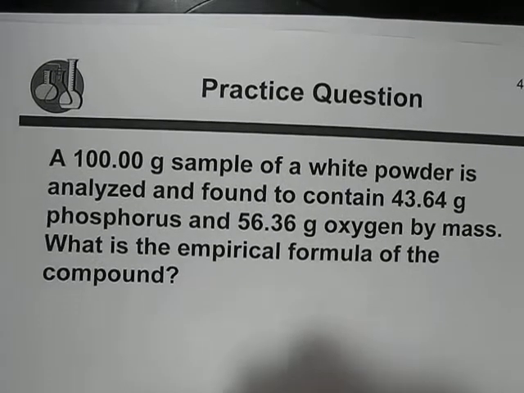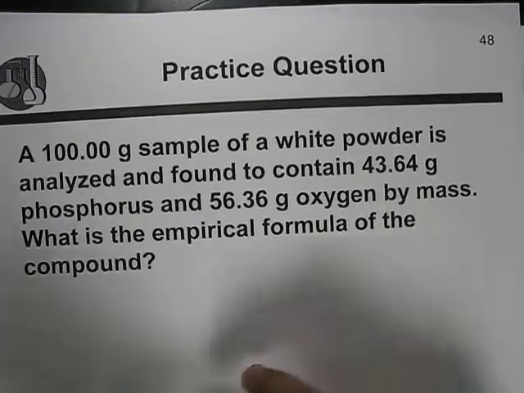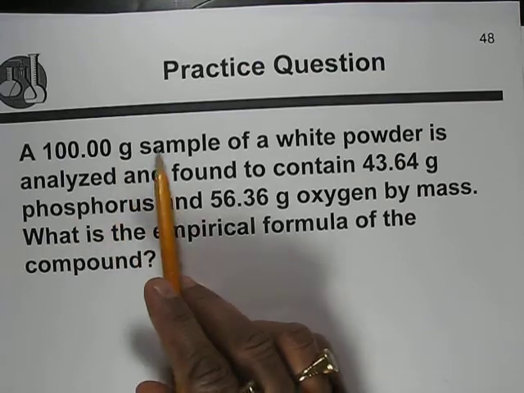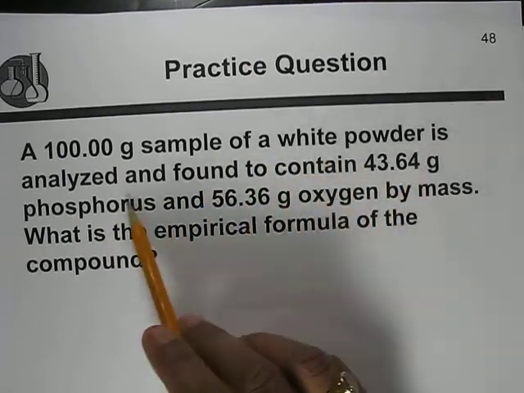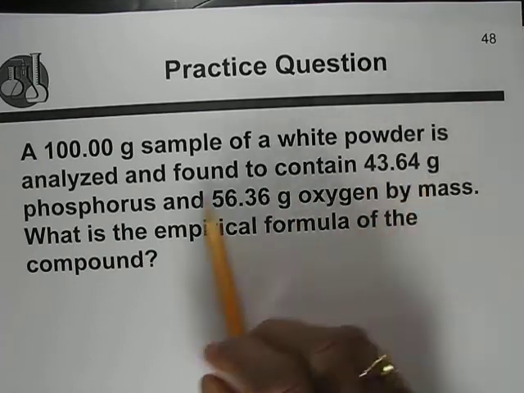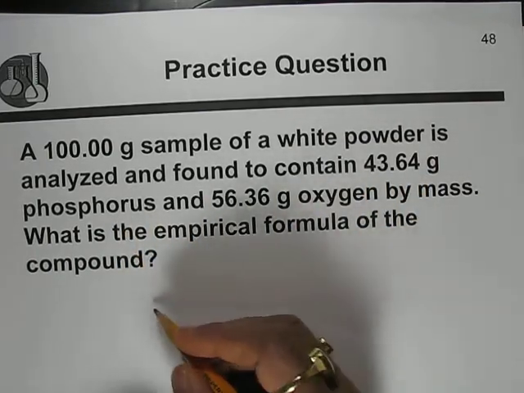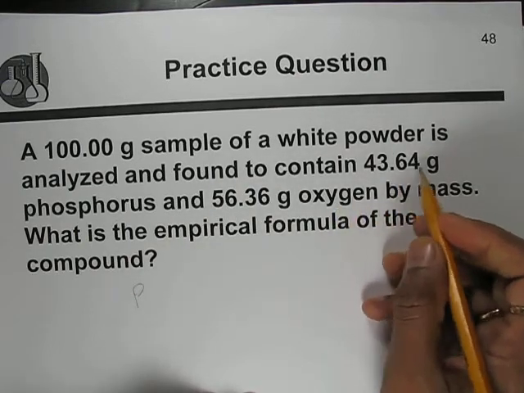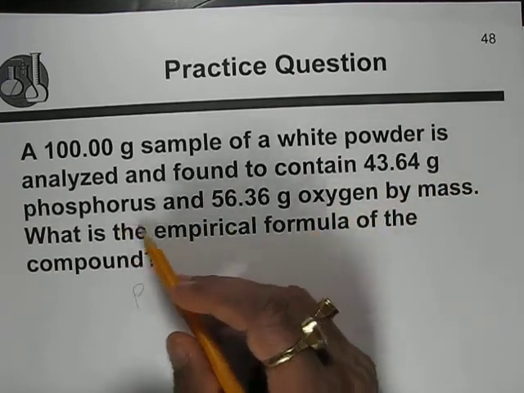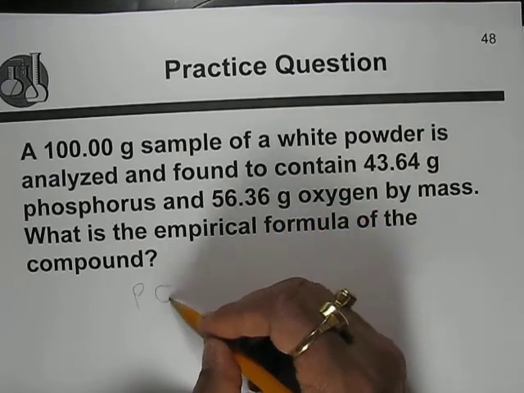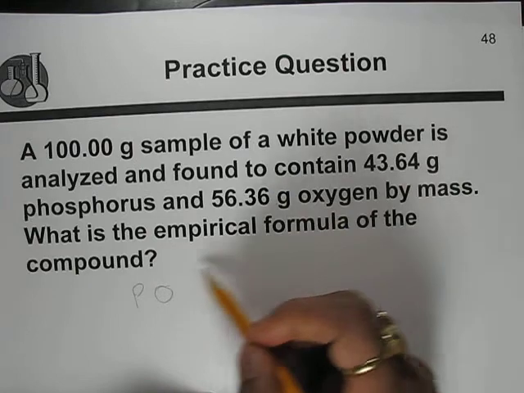Let's see one more question here. A 100 gram sample of a white powder is analyzed and found to contain 43.64 gram of phosphorus, so here is the phosphorus, which is 43.64 gram, and 56.36 gram of oxygen by mass. What is the empirical formula of the compound?